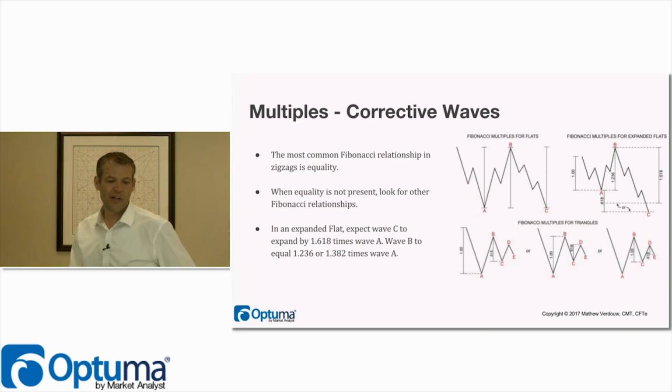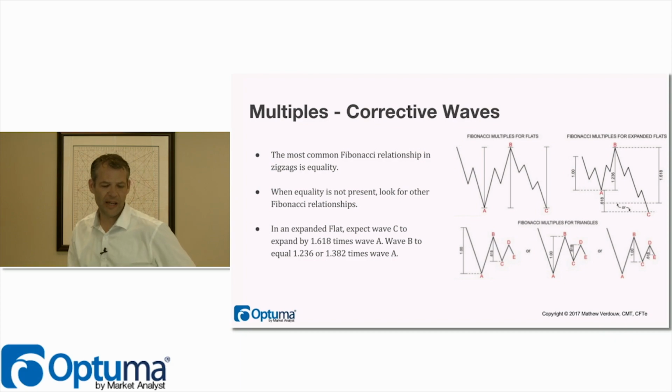The most common relationship that we see in zigzags is equality, where wave A and wave C are equal. We often see that. If equality is not present, we look for other types of relationships. So you can see some examples there where we see these targets generated by these Fibonacci ratios.